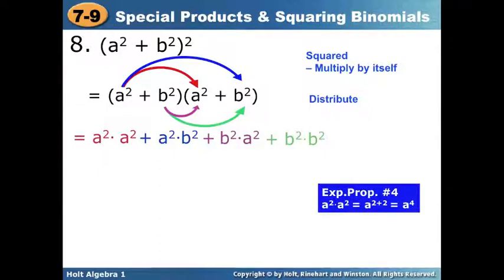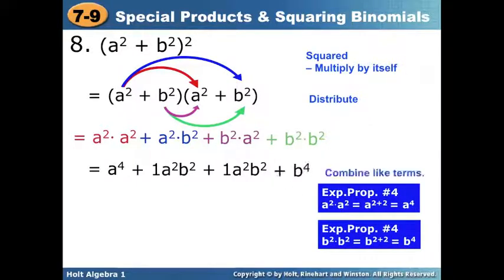A squared times a squared, we add our exponents when we have like bases. So this makes it a to the fourth. A squared times b squared is just that, a squared times b squared. We are not allowed to add the exponents because we do not have like bases. B squared times a squared, you'll want to rearrange those so they're in alphabetical order. And then finally, b squared times b squared, add the exponents. We get b to the fourth.